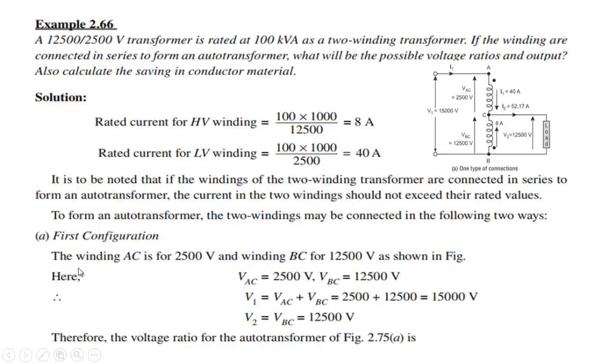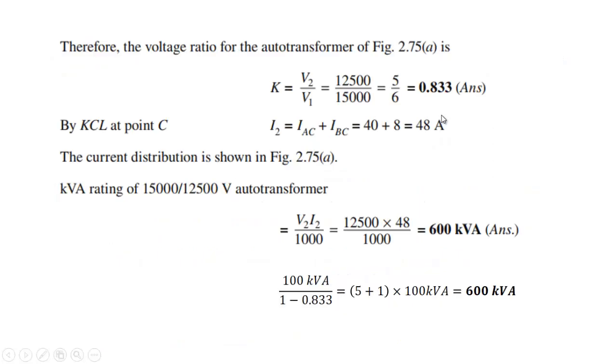So first configuration: the winding AC, that is this winding, is for 2500 volt, and the winding BC is for 12,500 volt as shown in the figure. So VAC will be this, VBC will be this, and V1 will be the addition of these two, that will be 15,000 volt, and V2 is equal to VBC, which will be equal to 12,500 volt. So the voltage ratio will now be 12,500 divided by 15,000, that is 5 by 6.